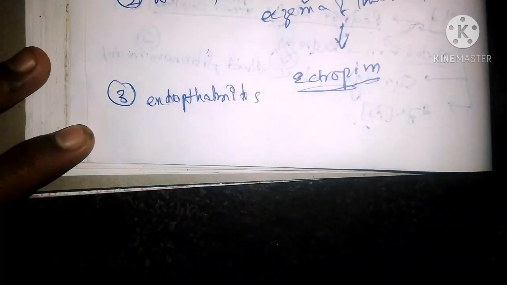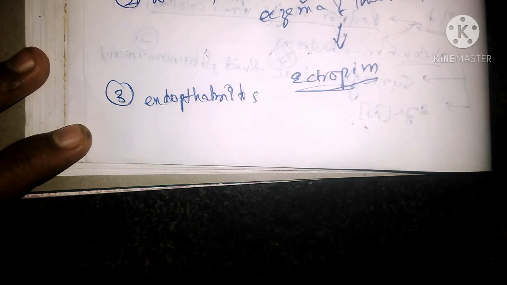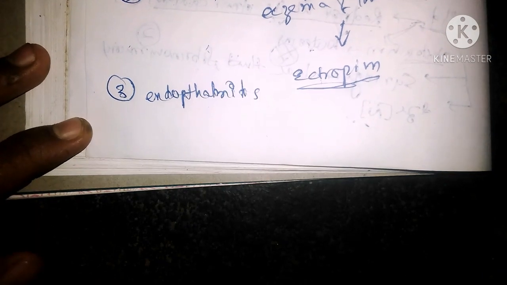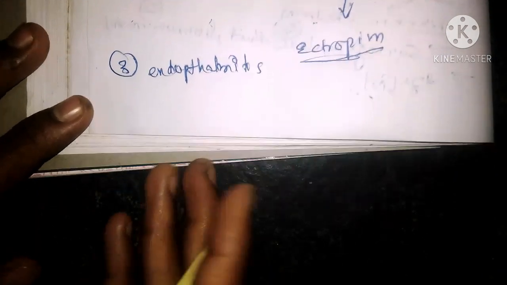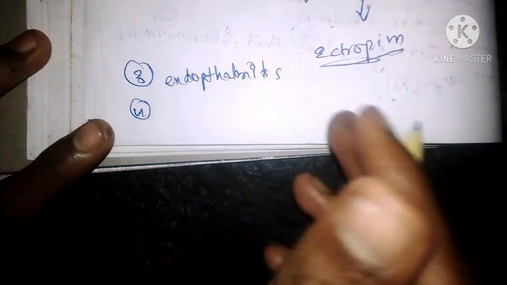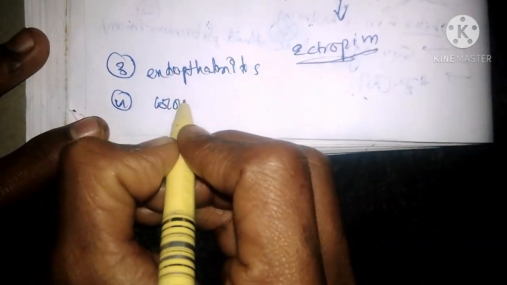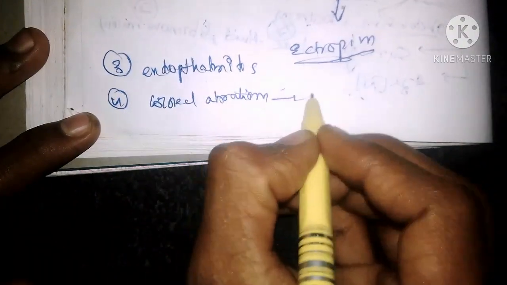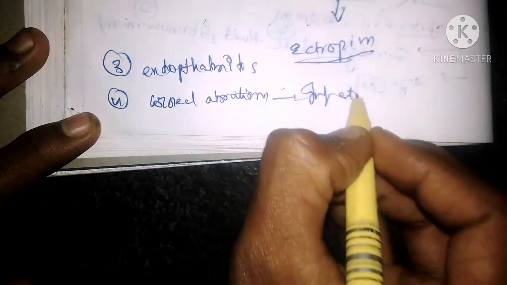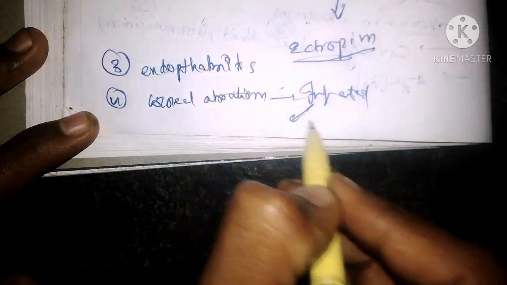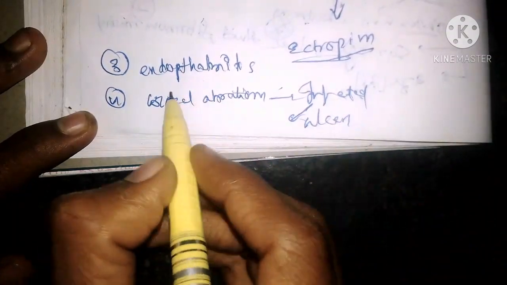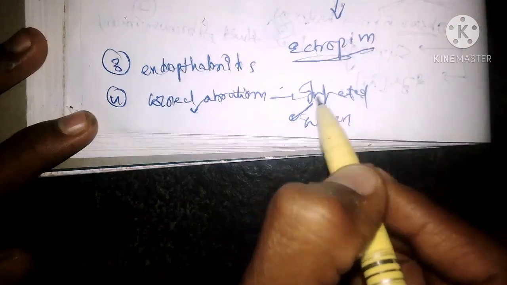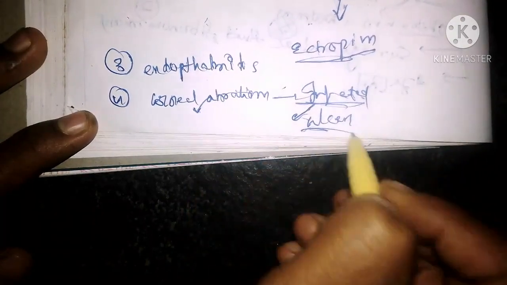Endophthalmitis is infection of the inner contents of the eye. And one more important complication is, when there are corneal abrasions, these abrasions will get infected. This results in ulcers of the cornea. When there are corneal abrasions, these will get infected and that results in ulcers.